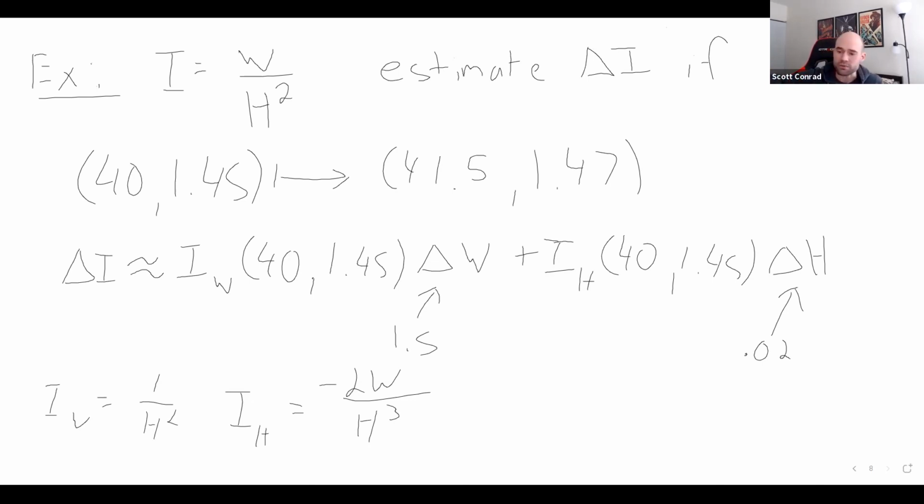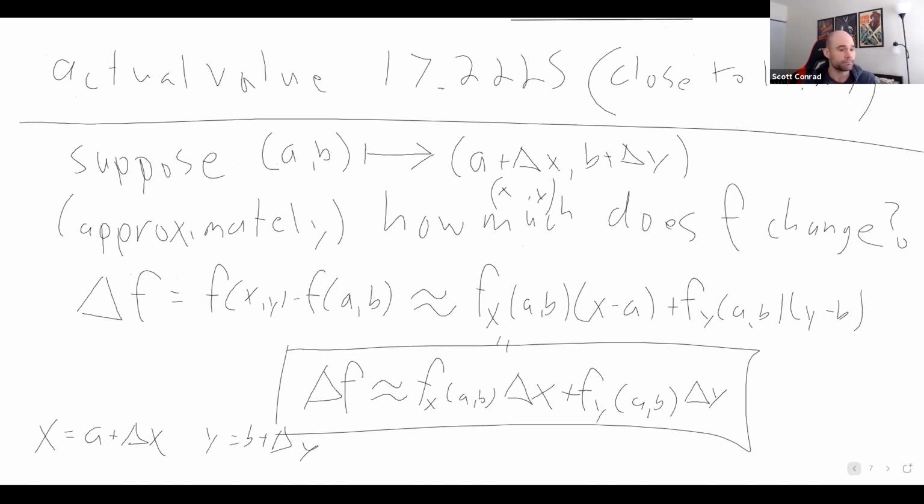But the point is, what we're doing is we're looking at how a function is changing. We're approximating it. We don't need to know the value of the function. We just want to see how it changes as we go from this point to this one here. And we use this formula here.